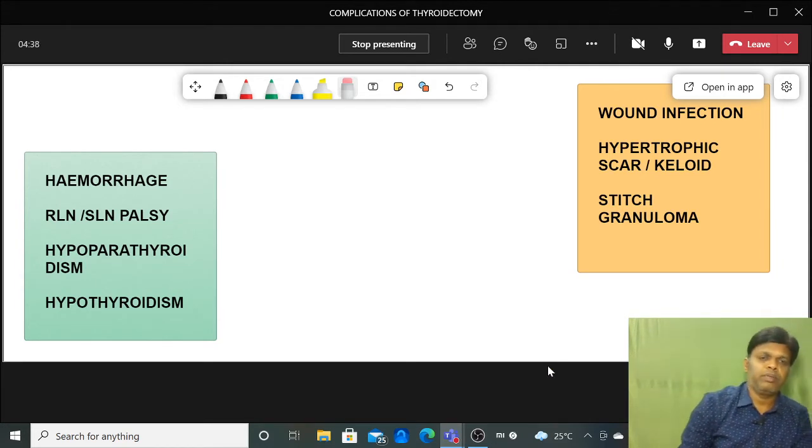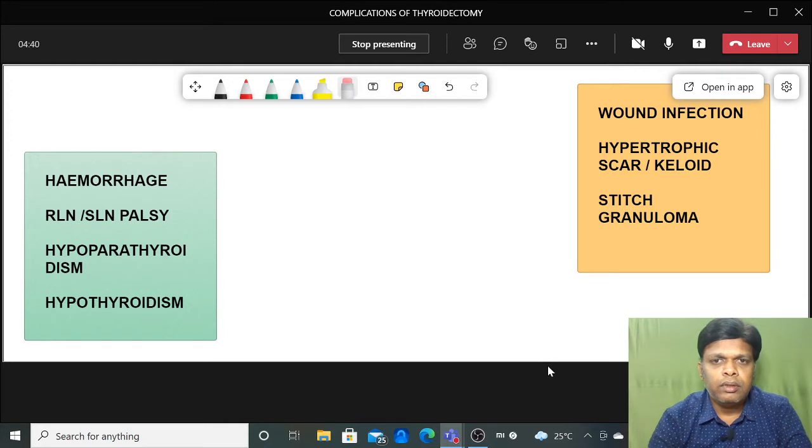Complications of thyroidectomy. There are at least 7 complications in thyroidectomy. These on the left side are all the most important complications of the thyroidectomy. That is what I have given in the green box, and these are the major complications.